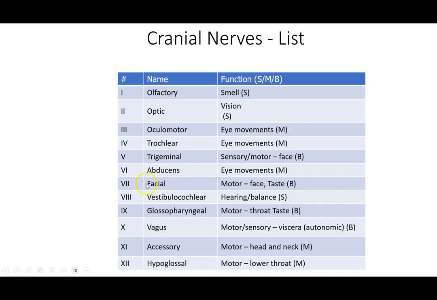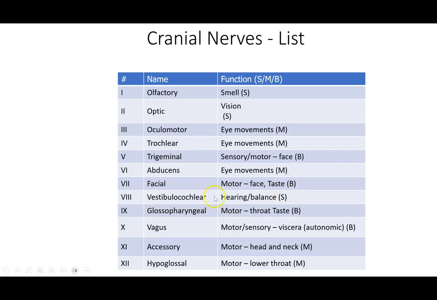Moving on down to the facial nerve, this is another motor and sensory nerve. So it's a motor nerve for the face. So it is going to help with mastication, so chewing again. And it's also going to be involved in facial expressions, so smiling or frowning and stuff like that. And then as a sensory nerve, it does help with the sense of taste, as well as the production of saliva.